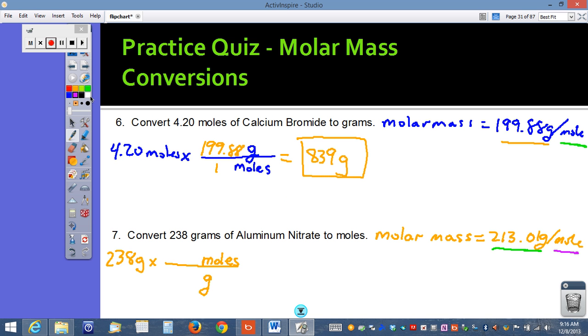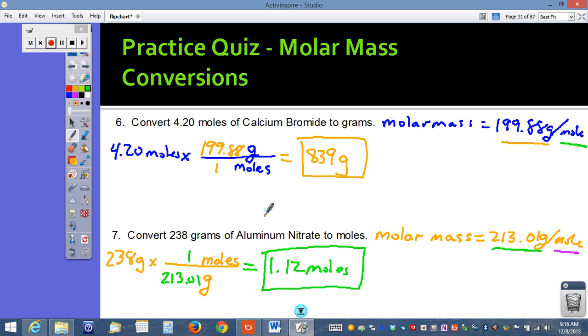Which means the 213.01 grams goes together. Since grams is on the bottom, the 213.01 goes on the bottom, and the 1 mole goes on the top. So we're going to do 238 times 1 divided by 213.01, because in math class, you multiply across the top, you divide your bottoms. When you're done, you get 1.12 moles. 3 significant figures because this has 3, this has 5, but 3 is less.